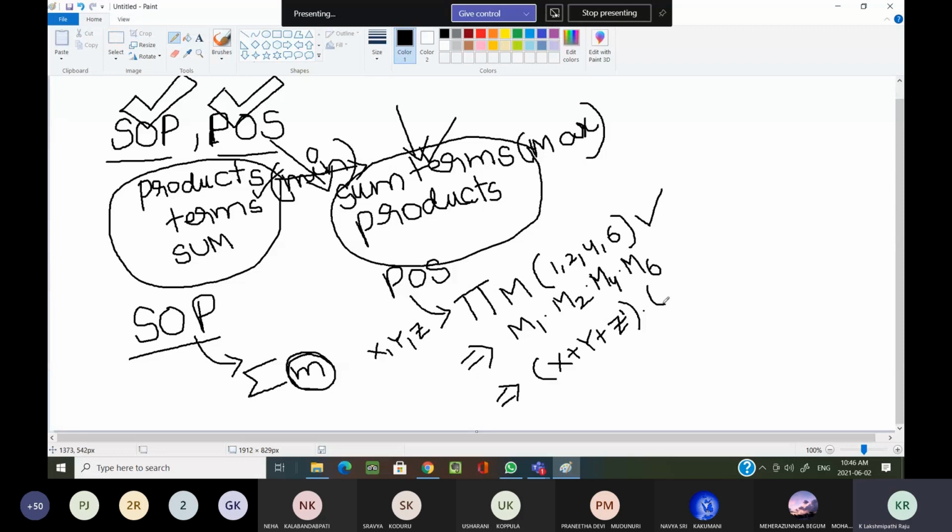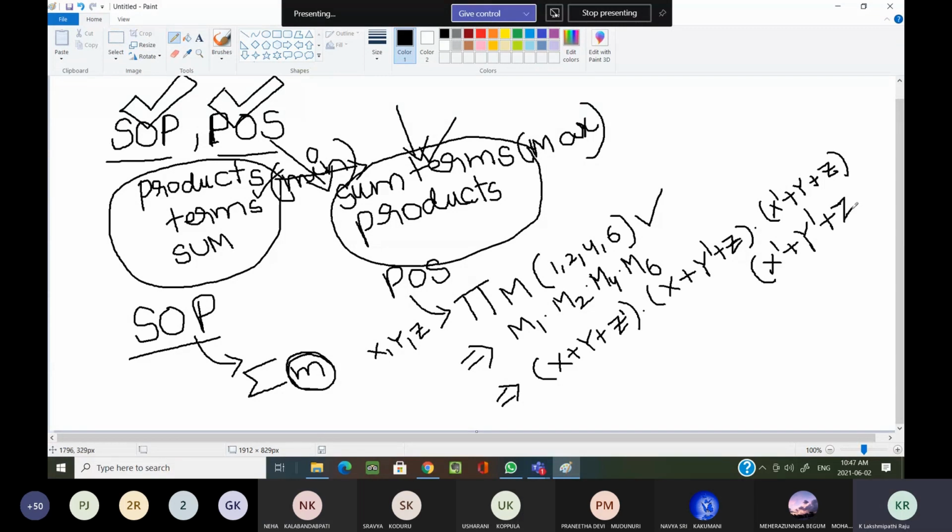Now tell me what is max term 2? X plus Y dash plus Z. Very good. Now what is max term 4? X dash plus Y plus Z. Very good. What about the last term, max term 6? X dash plus Y plus Z dash. Very good.